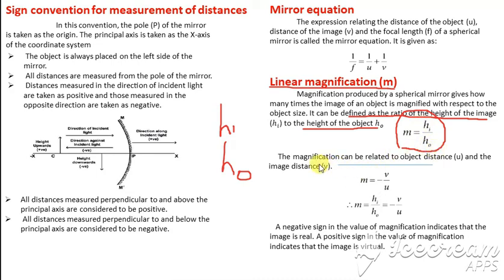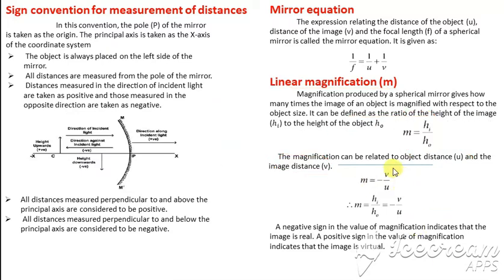Okay. Then magnification can be related to the object distance and also the image distance. The object distance is u and the image distance is v. So m is given by m is equal to minus v divided by u. So in this equation also it is m, so we can equate both. So we get hi divided by h naught which is equal to minus v divided by u.